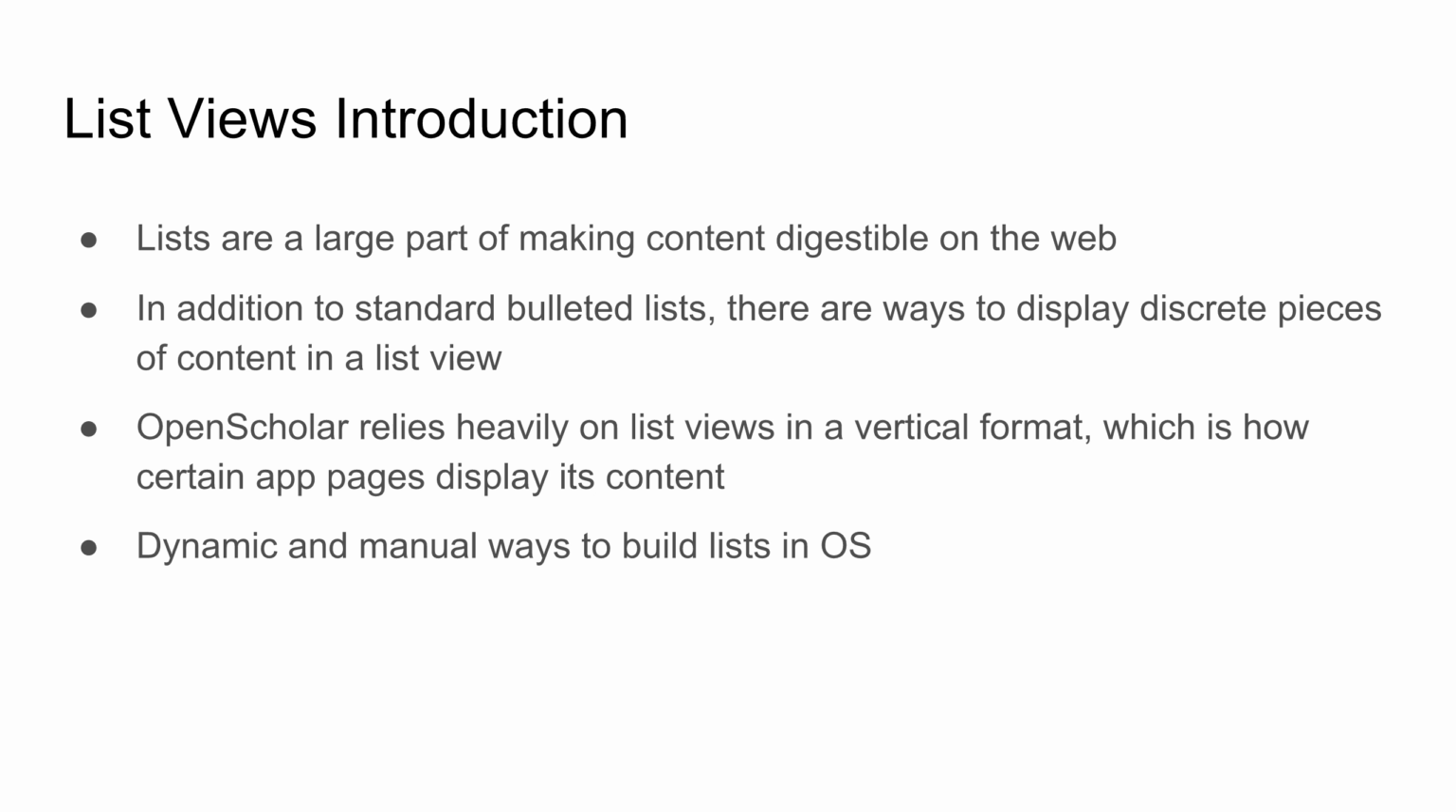And OpenScholar relies pretty heavily on list views, especially in our apps. That's often the core functionality, to display their posts in a vertical format. So there are these dynamic ways to pull in lists as well as some manual ways. I'm going to start out with some of the dynamic ways that we can build app pages or find the ones that are already there for you. And then Joe will talk about how to build more custom lists later on with more types of widgets.